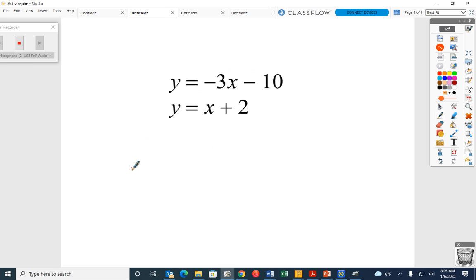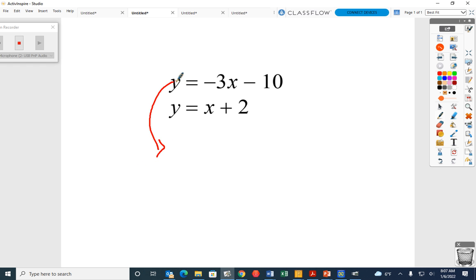Okay, so what's different about this one? You have two values for y, don't you? You have y equals negative 3x minus 10, and you have y equals x plus 2. Here's what you do to solve this kind. Basically, you're going to replace one of these y's with the other y. That sounds crazy, but if this wasn't here, you would understand how to do this, right? You would just replace this y with 2. But it is here, so you're just going to replace that y with x plus 2. So let's move this one down here.